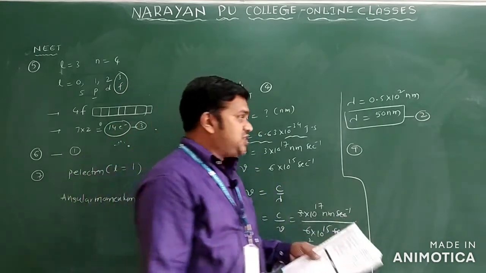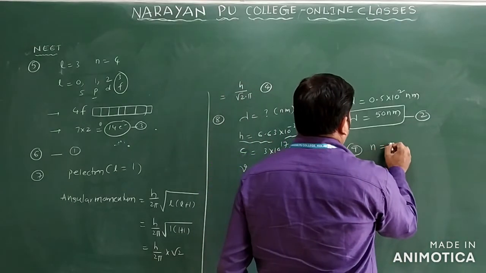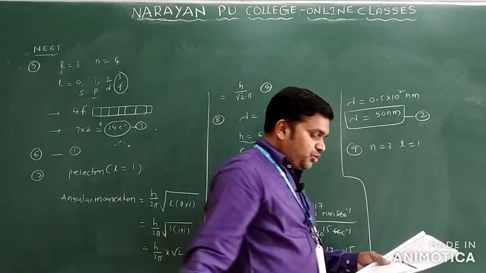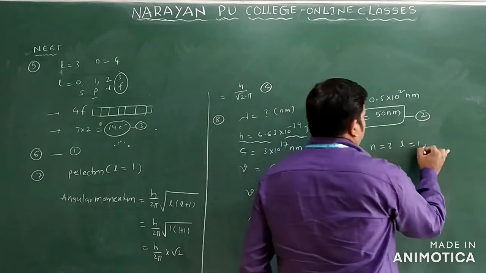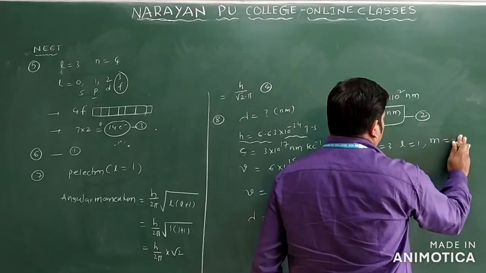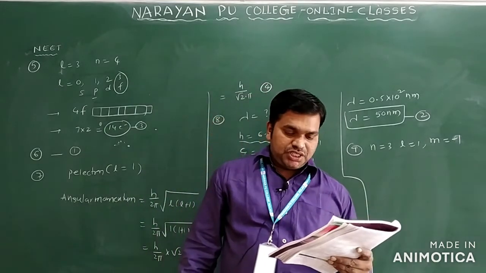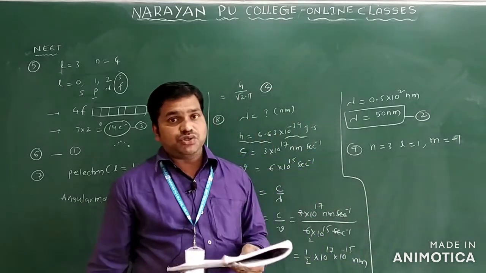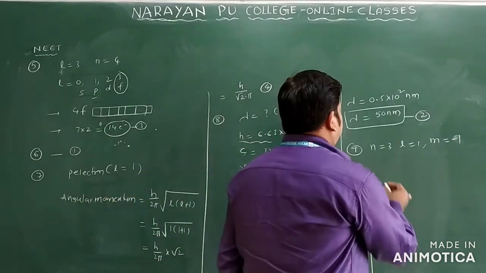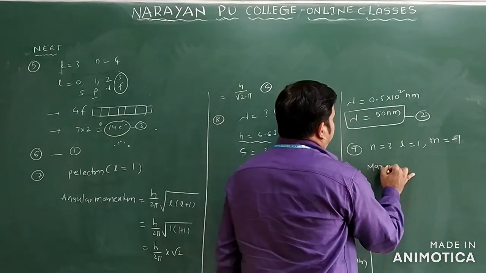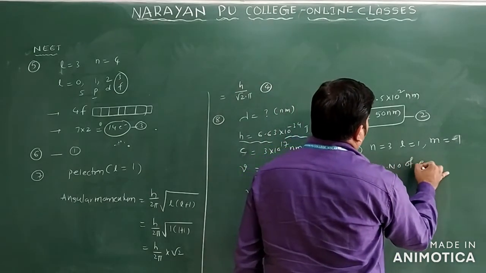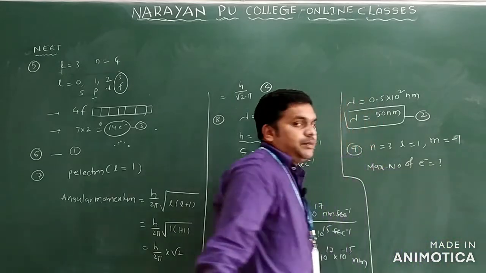Okay, they have given n is equal to 3, l is equal to 1, and m is equal to minus 1. The question is to find the maximum number of electrons. We have to find out the maximum number of electrons we can find.